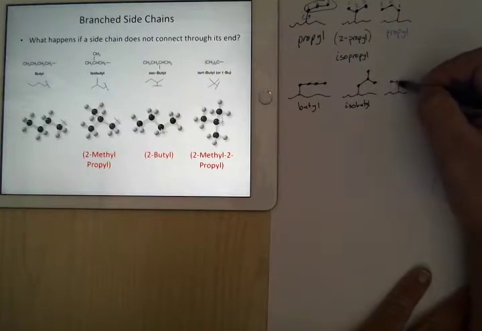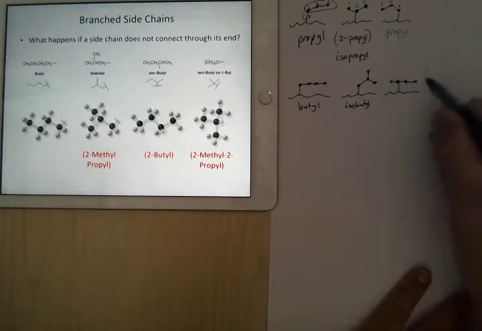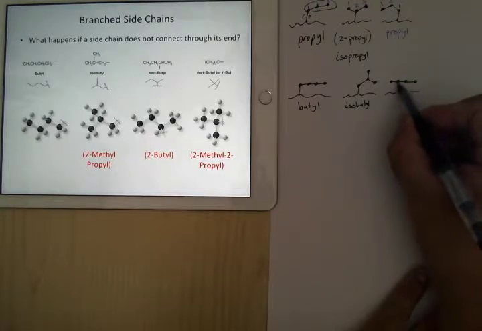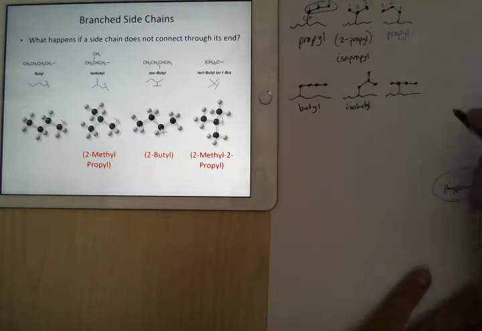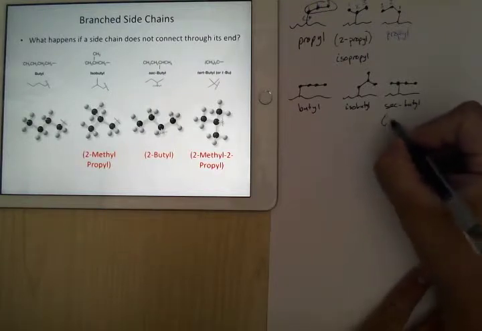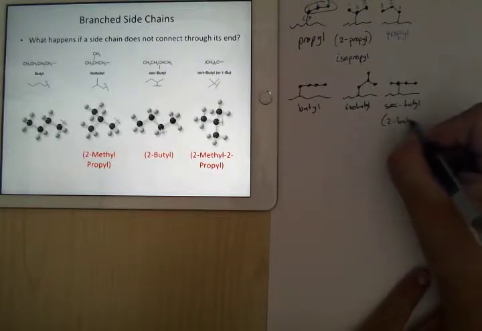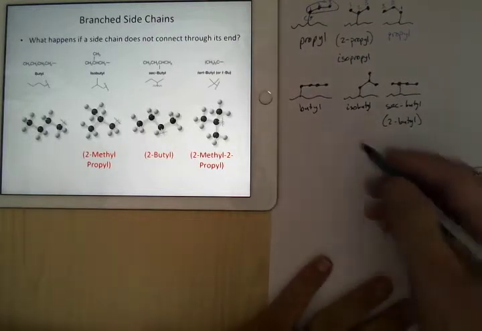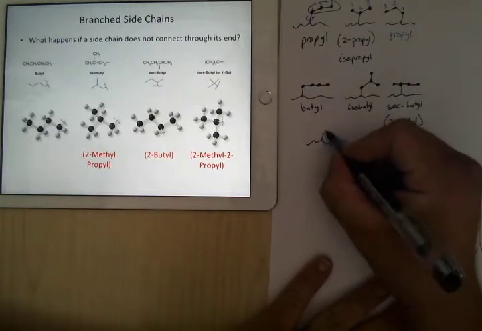Sec-butyl is similar to 2-butyl. It's a secondary carbon because it has 2 carbons. It's the second one, a secondary off the chain. So sec-butyl, I would call it a 2-butyl group.